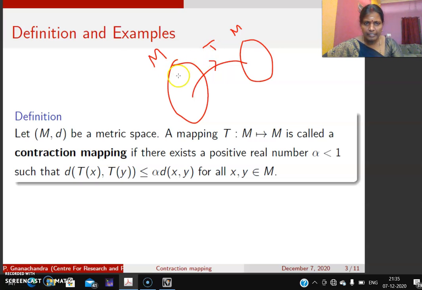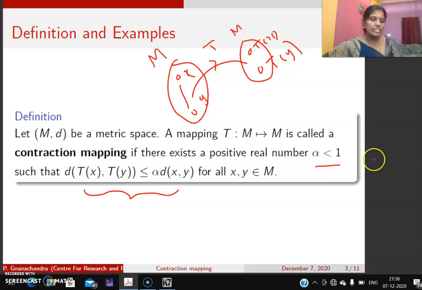Then I have to find the distance between any two elements in the domain, that is, the distance between x and y in the domain, and T of x, that is, the image of x and the image of y. I'm going to connect the distance between x and y and the distance between T of x and T of y. That is, a mapping T is said to be a contraction if the distance between T of x and T of y is less than or equal to alpha times the distance between x and y. Here alpha is taken as less than 1, and x and y belong to M. So a mapping T from M to M is said to be a contraction satisfying this condition with alpha less than 1.